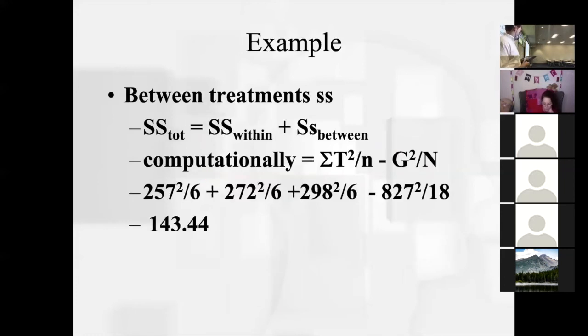All right, because the sum of squares total is equal to the sum of squares within plus the sum of squares between, the sum of squares between is going to equal the sum of squares total minus the sum of squares within. Or I can just do it computationally.